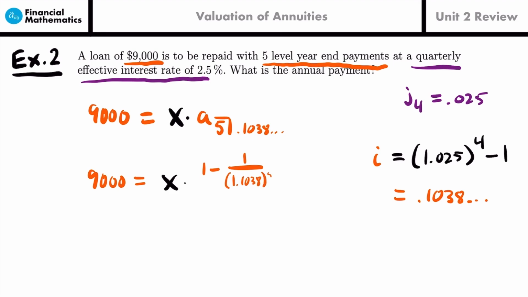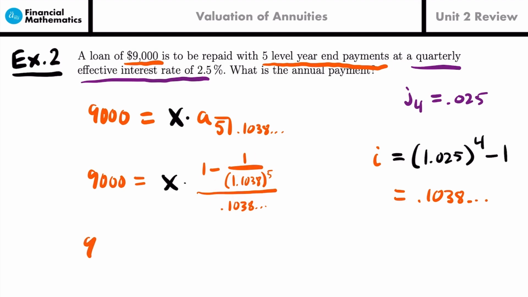1.1038 to the power 5, and remember to try to keep as many decimals as you can there. I'm just going to cut it off at 4 decimal places to keep things simple, but when you actually do the calculation, try to include as many as possible. But all that is then divided by that interest rate, so we have 0.1038. Okay, now if you plug this part into your calculator, it's approximately equal to 3.75.